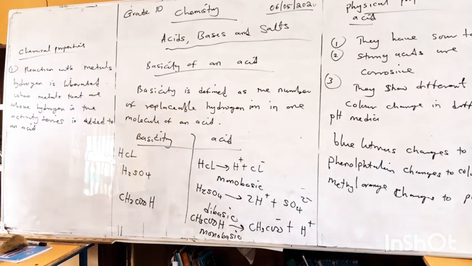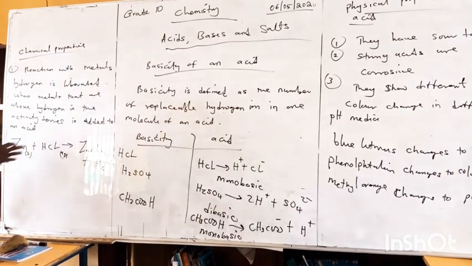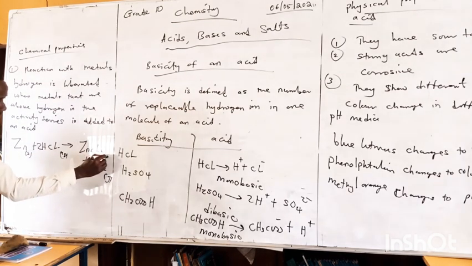For example, when you add zinc to an acid, zinc solid plus hydrochloric acid aqueous, this will react to give us zinc chloride plus hydrogen gas. This equation is not balanced. Let's balance it now. We have two atoms of chlorine here, one atom of chlorine. Zinc is one. So we need to add 2 here. When you add 2 to this equation, hydrogen is 2, chlorine is 2, zinc is 1, so this equation is balanced. This is hydrogen gas, aqueous.